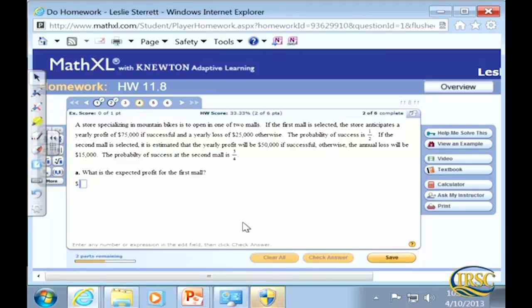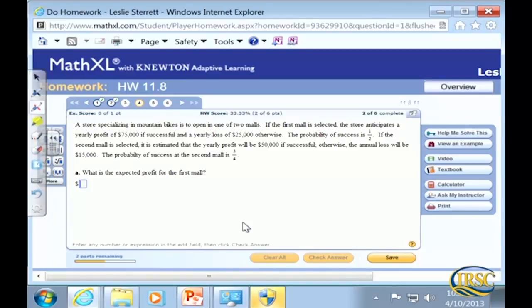Okay, so you're opening a store. You have 2 different locations to do this in. You have hired a research team to find out this information. They have studied lots of different businesses in these areas, and this is what they've determined based on the information that they have. Okay, so it says, what is the expected profit for the first mall? So notice that you're going to do an expected profit for the first mall, and then you're going to do an expected profit for the second mall. So we actually have to do 2 charts for this problem.